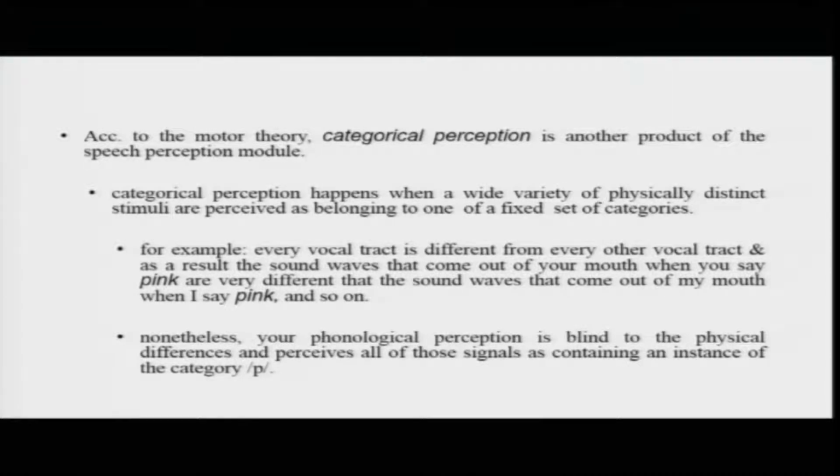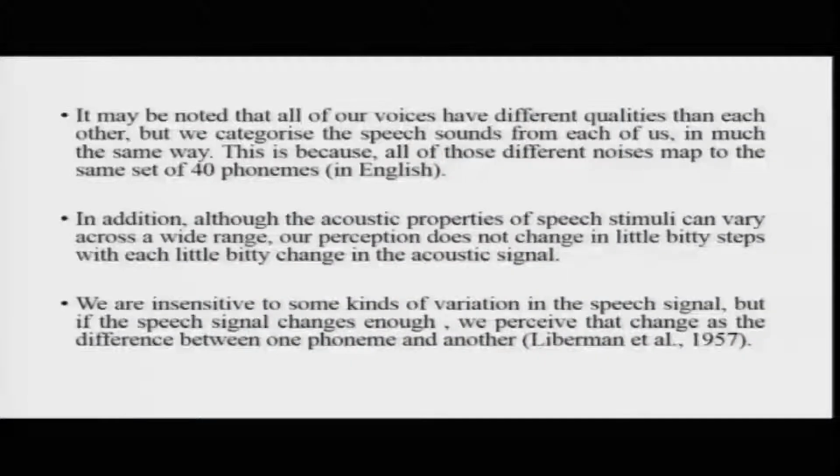Okay. If you remember the whole experiment with the Kikuyu children, you might go back and refer to that if you do not remember it right now. Now, it may be noted that all of our voices have different qualities, but at the same time we categorize the speech sounds from each of us in much the same way. This happens because any sound that you would make, say for example in English, will broadly need to be mapped onto this very limited space of 40 phonemes. So you will probably lump together so many variations and tell that this is the category this variation belongs to. It's the whole concept of phonological prototypes being created.